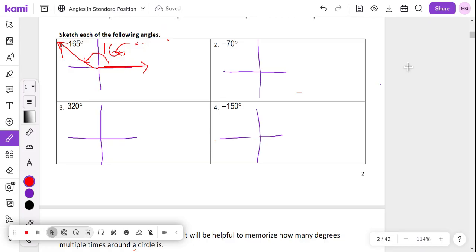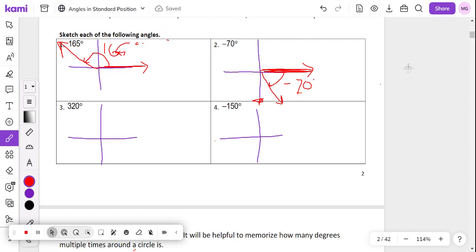Okay, the second one I'm asking you for is negative 70 degrees. Again, our initial side is not negotiable. It will always be here. Negative 70 means we're going clockwise, and I want you to think, well, that's close to 90 degrees. So here would be 90 if we went to here. So negative 70 would land about here. So that's negative 70 degrees.